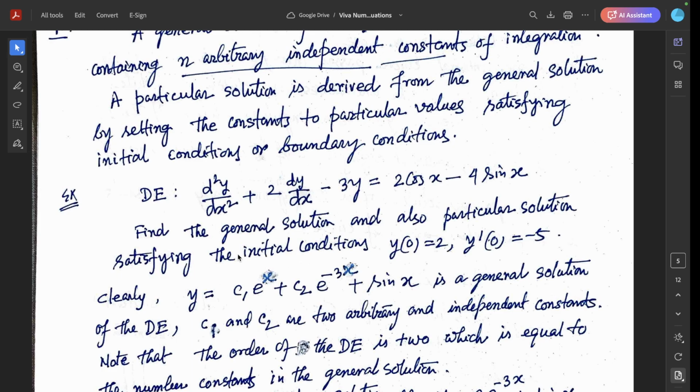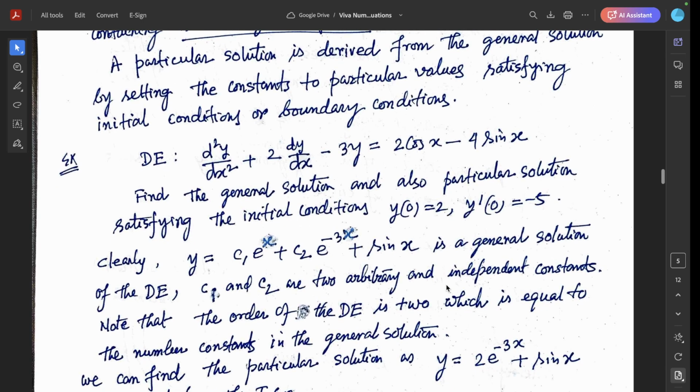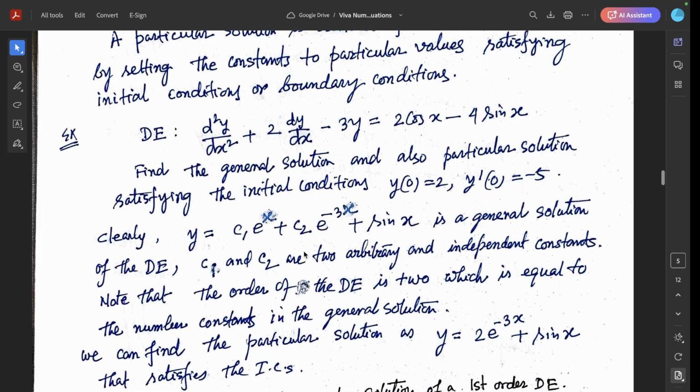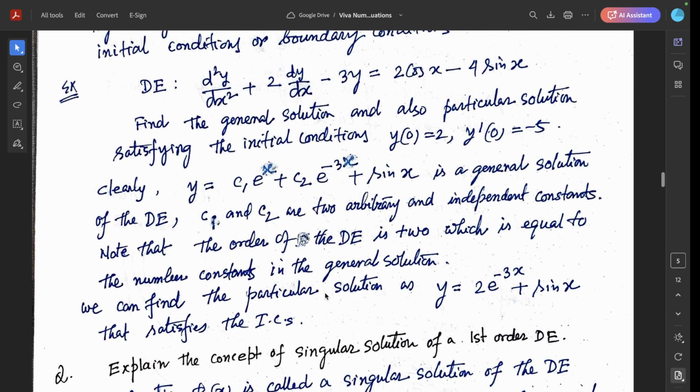We can find the general solution: y = c1 e^x + c2 e^(-3x) + sin x. This is the general solution of this differential equation. Here c1 and c2 are two arbitrary independent constants, and note that the order of this differential equation is 2, so we get two independent arbitrary constants c1 and c2. We can find the particular solution by choosing values of c1 and c2: c1 equal to 0 and c2 equal to 2, satisfying these initial conditions. We get the particular solution y = 2e^(-3x) + sin x, which satisfies the initial conditions.